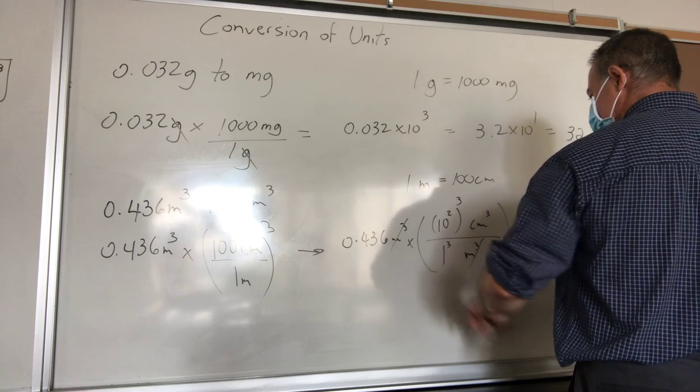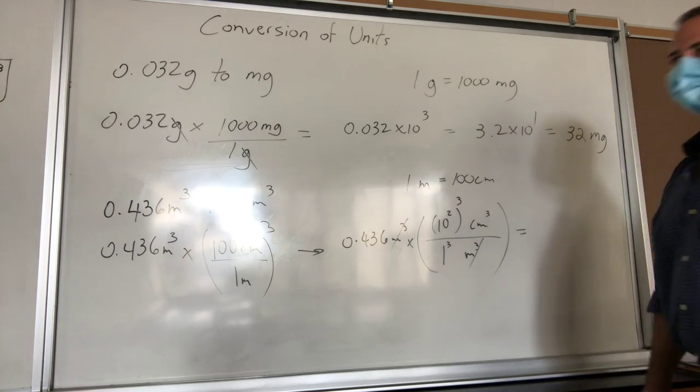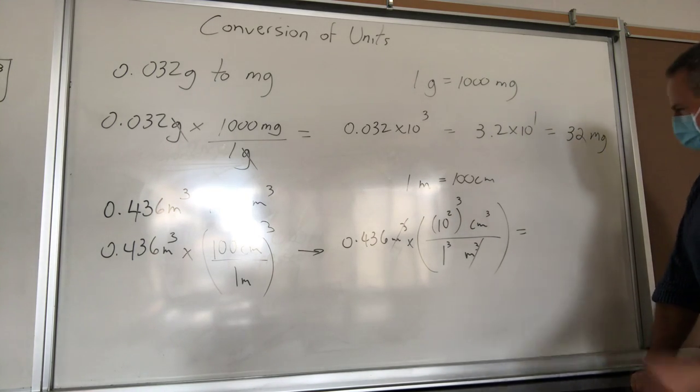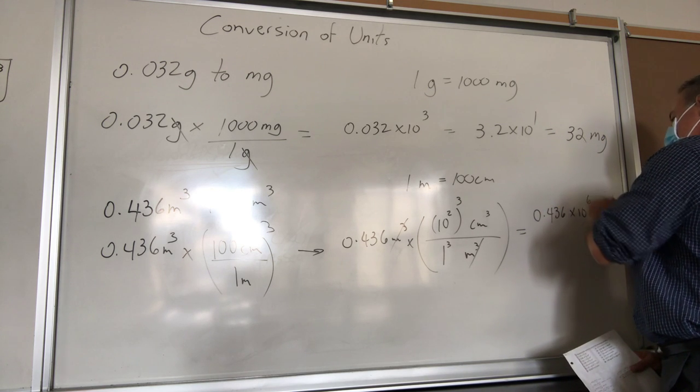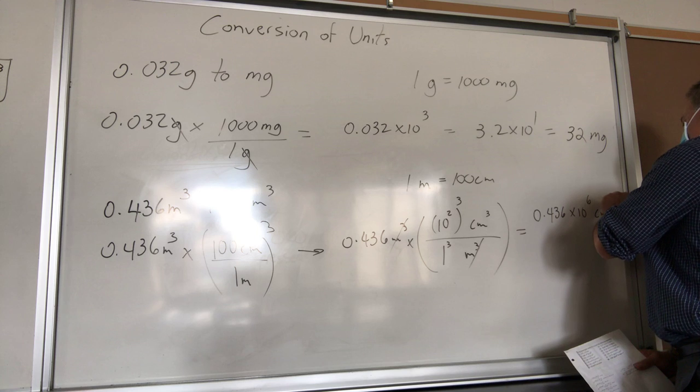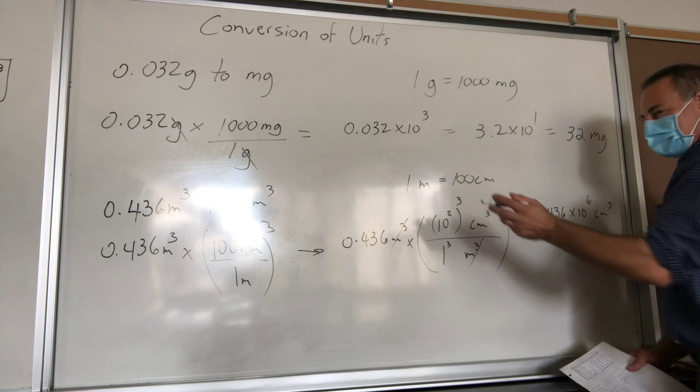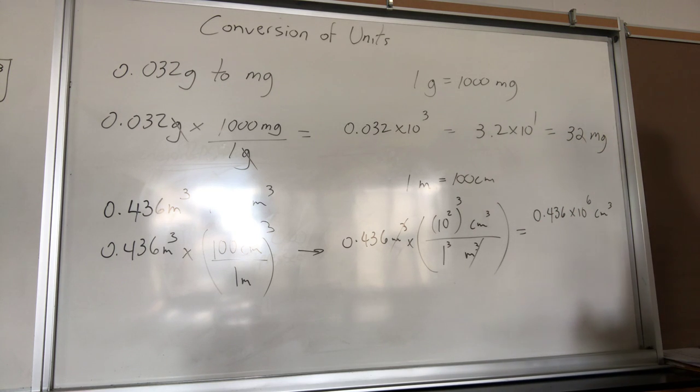Meters cubed cancel. What's 10 to the power of 2 raised to the power of 3? 10 to the power of 6. So 0.436 times 10 to the power of 6 centimeters cubed. That doesn't cancel. The 1 does cancel because divide by 1, you still get 1. So we just leave that.